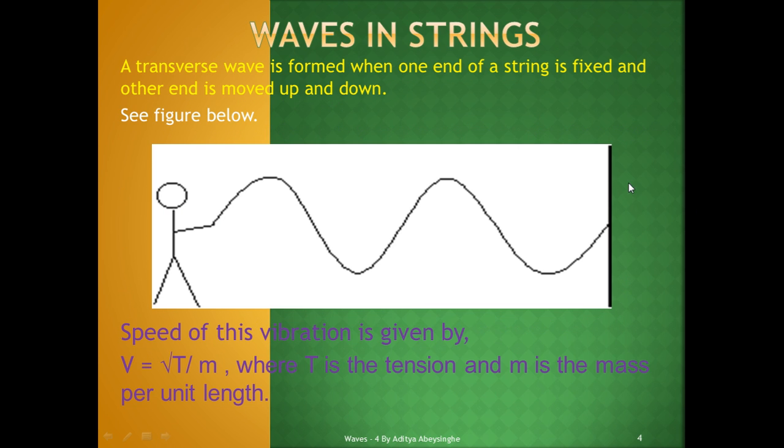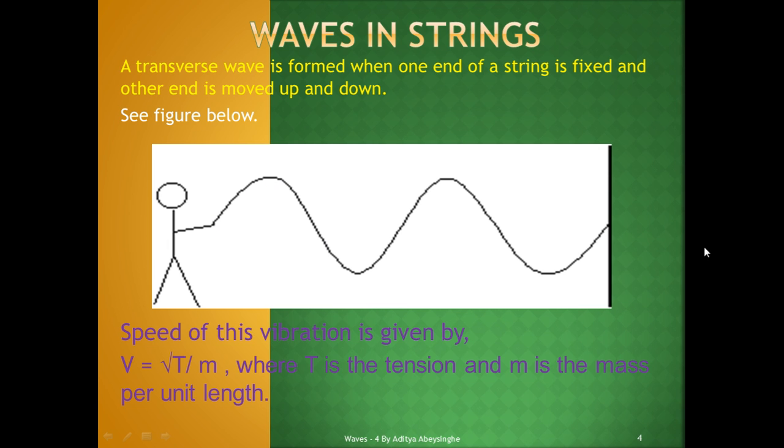The speed of this vibration is given by V equals root T over M, where T is the tension and M is the mass per unit length. You take the ratio of the tension to the mass per unit length, and then take the square root to find the velocity of this vibration, or the velocity at which the particles of the string move in this direction.